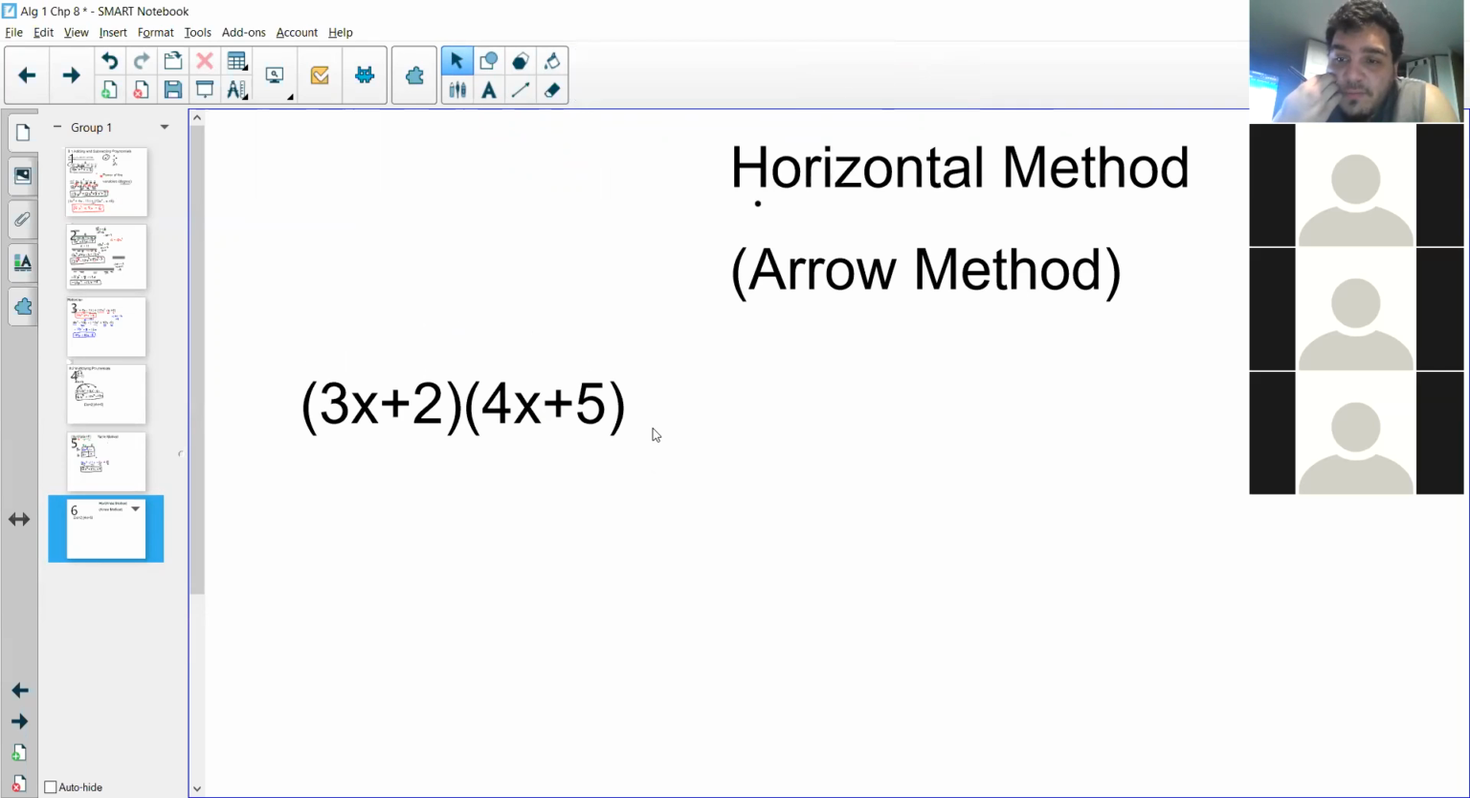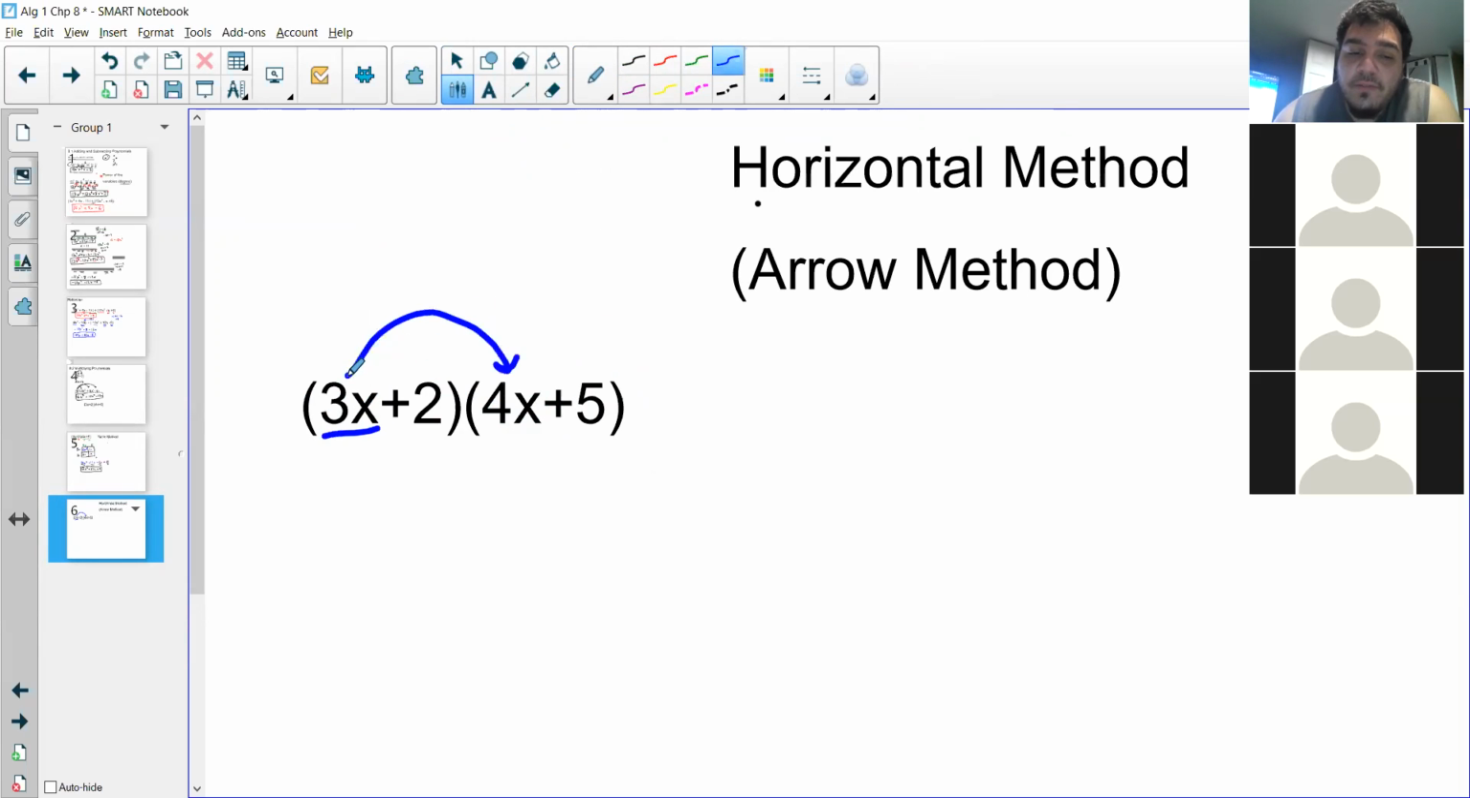Now, if you've ever been to a family gathering, you know you have to say hello to everyone. The same concept applies here. This term has to say hello to every number here. So I'm going to draw an arrow from here to every number on the other side. So 3x to 4x and 3x to 5. I'm drawing an arrow to every unit over here. This guy needs to meet everybody on this side.